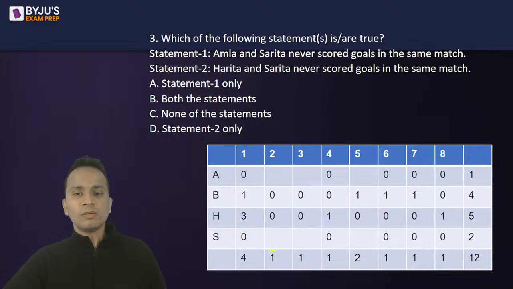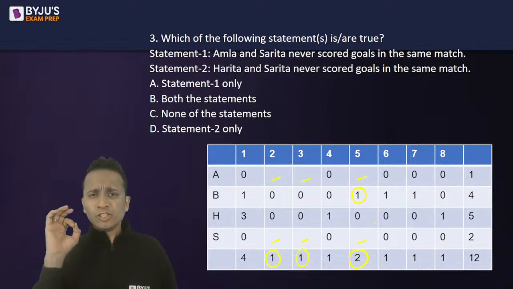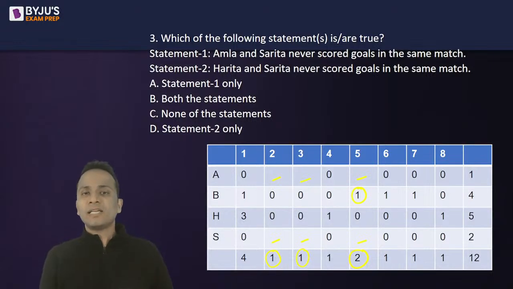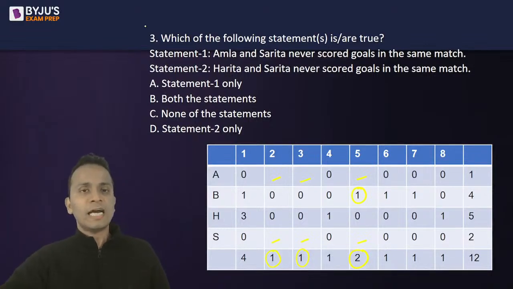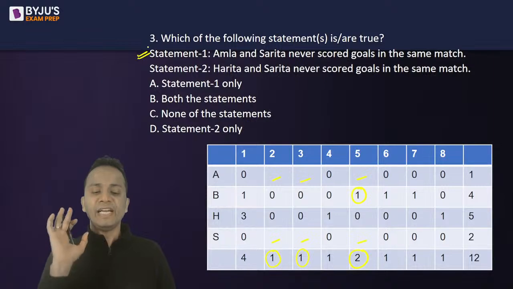Now look at match number 2. In match number 2, the total number of goals scored is 1. So either Amla or Sarita will score. Similarly, in match number 3, since only one goal is scored, either Amla or Sarita will score. And finally, in match number 5, there are 2 goals, out of which one is already scored by Bimla. So the remaining one goal will be scored by either Amla or Sarita. So this shows that Amla and Sarita have never scored goals in the same match, right? So I can say that statement number 1 will definitely be correct.